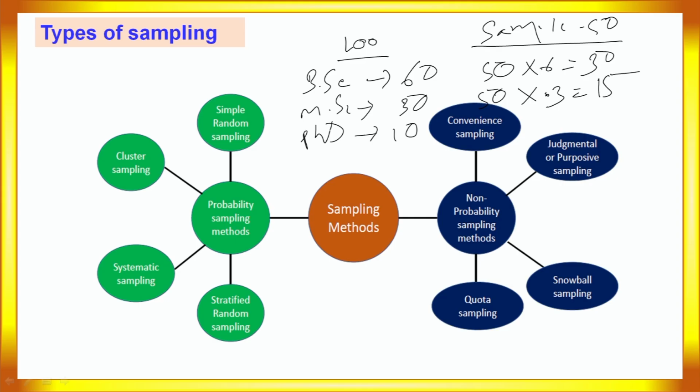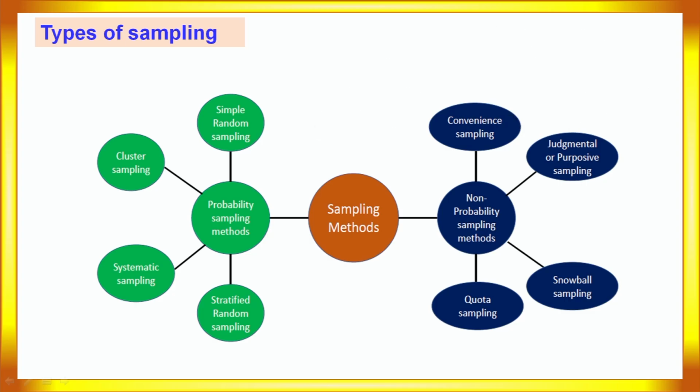So, how many will be selected? 15. Okay. From the PhD, it will be 50 into 0.1, that means 5. So, total 50 sample. So, this process of sampling we call proportionate stratified random sampling. Now, this stratified random sampling may be disproportionate in nature.